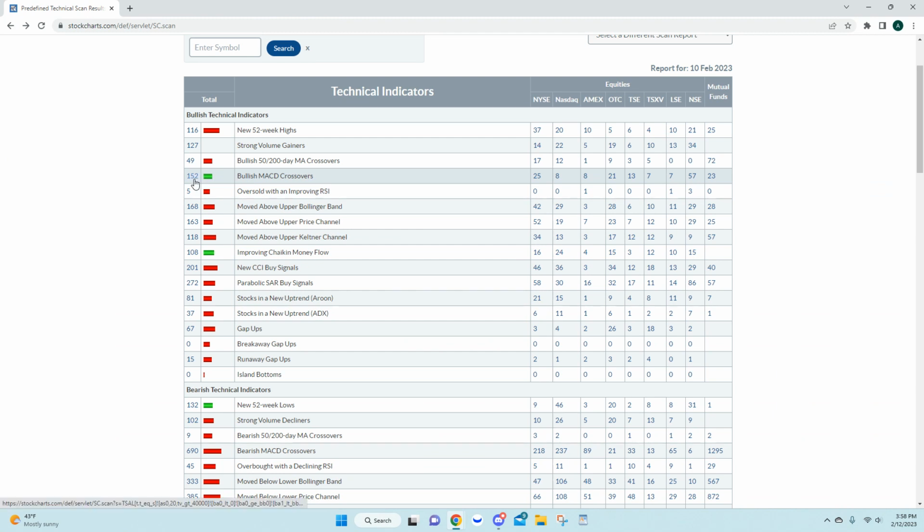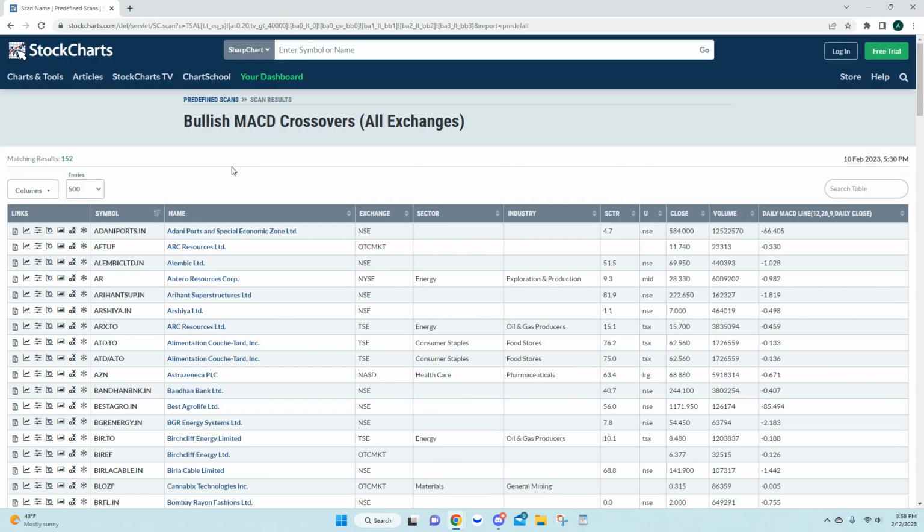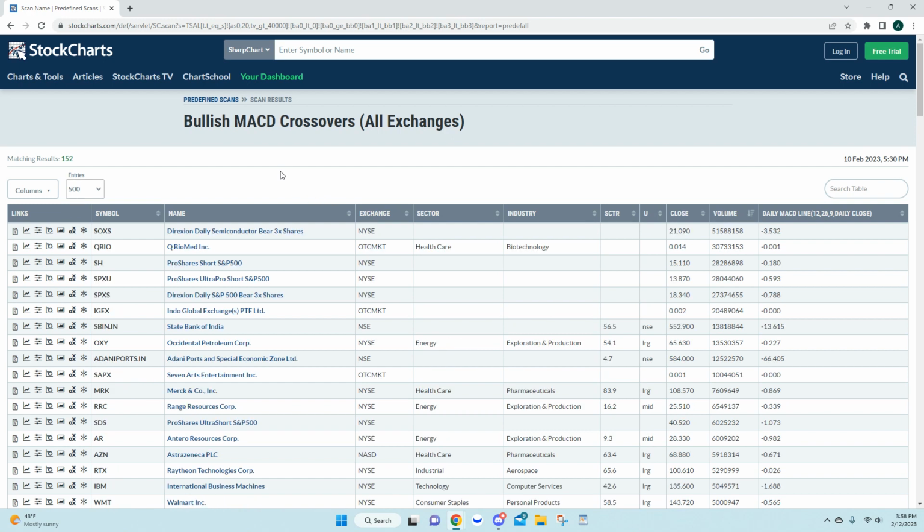Like bullish MACD crossover. It's going to pull up everything that had a bullish MACD crossover. Come in here, and again, it's going to pull in everything. You've got your industry sector, your exchange. It's going to tell you what it closed at, your volume. I am always looking at the volume. So here we go. Here's a better one.